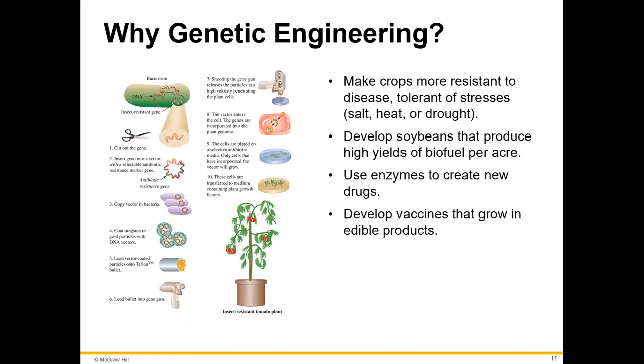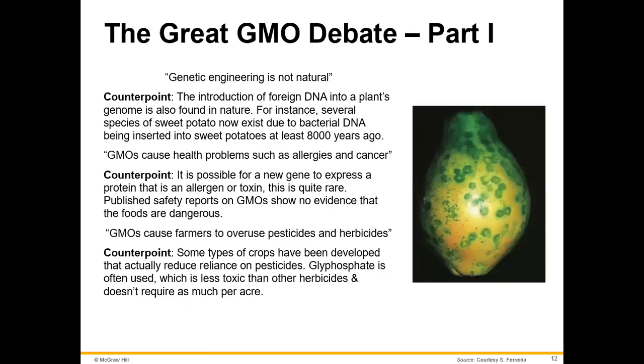And so you hear a lot about this in the media. Why would you do genetic engineering? And here's some of the reasons: to make crops more resistant to disease or stress, higher yield, making more enzyme, or using an enzyme to generate a drug. That's actually what was behind the development of insulin as a commercial product. Developing vaccines out of edible products even, right? So there are lots of reasons why genetic engineering is used in our society right now. And we could spend all day talking about just the reasons behind genetic engineering.